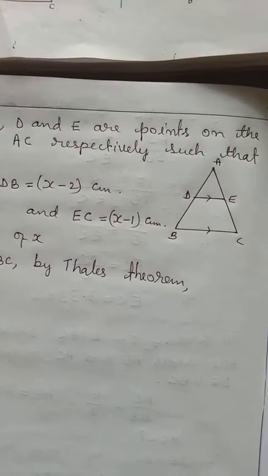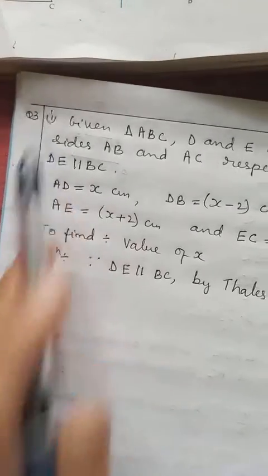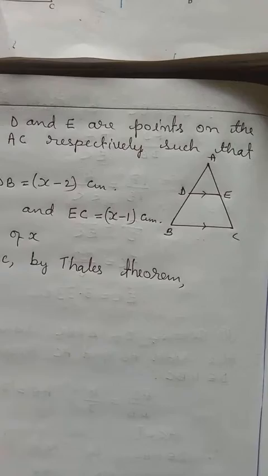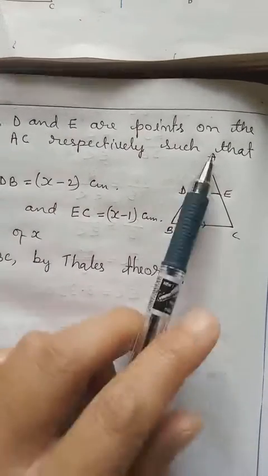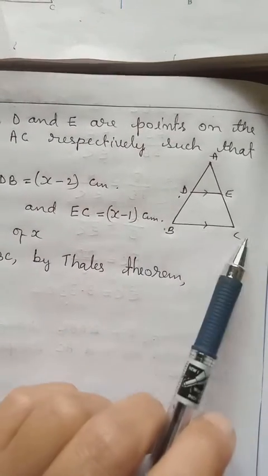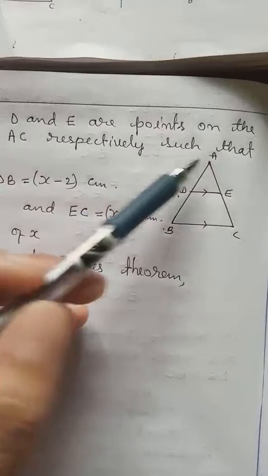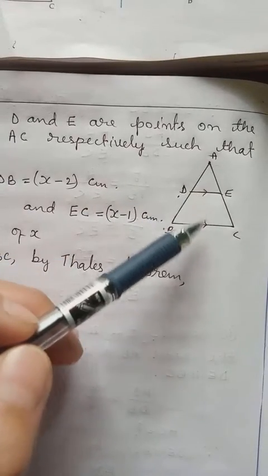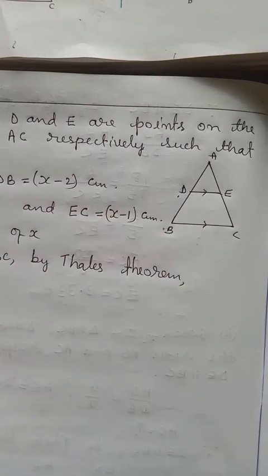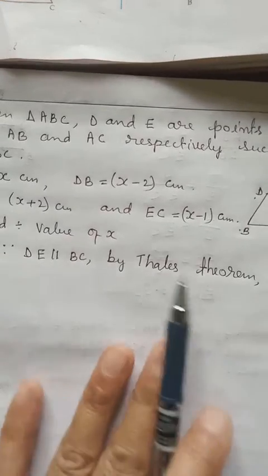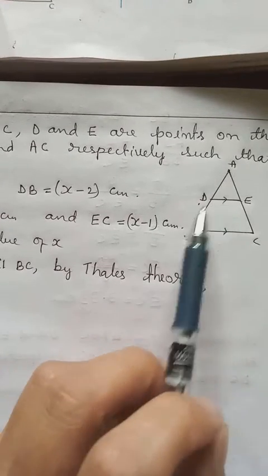Let us see exercise 6a, question number 3. Here they give us a triangle where DE is parallel to BC. So once we have a triangle and a line parallel to one side, it means we have to apply Thales theorem. Thales theorem means that the ratio of the other two sides are equal.